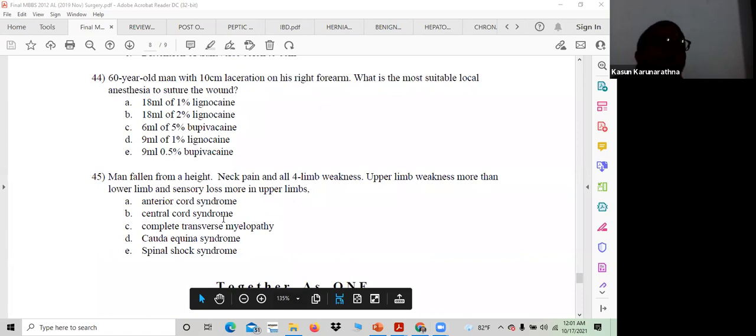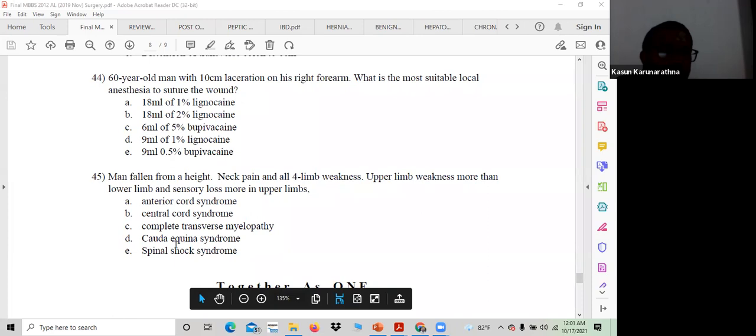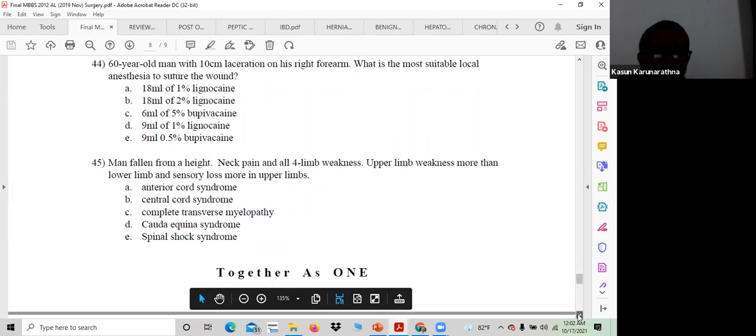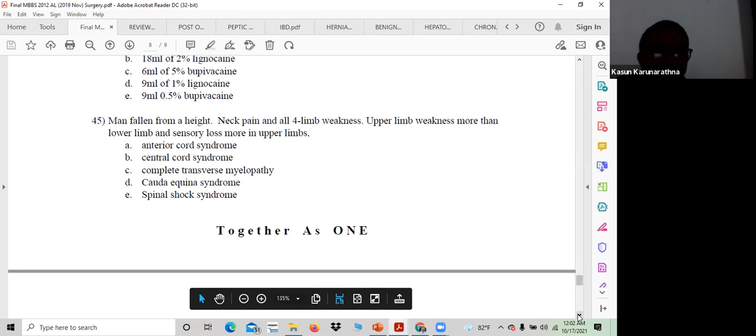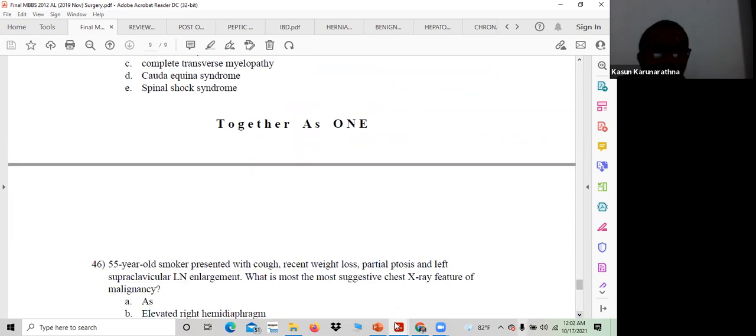Spinal shock, you get hypotension, bradycardia due to sympathetic denervation, right? That is again a common presentation following C-spine injury, right? So the answer is B, central cord syndrome.